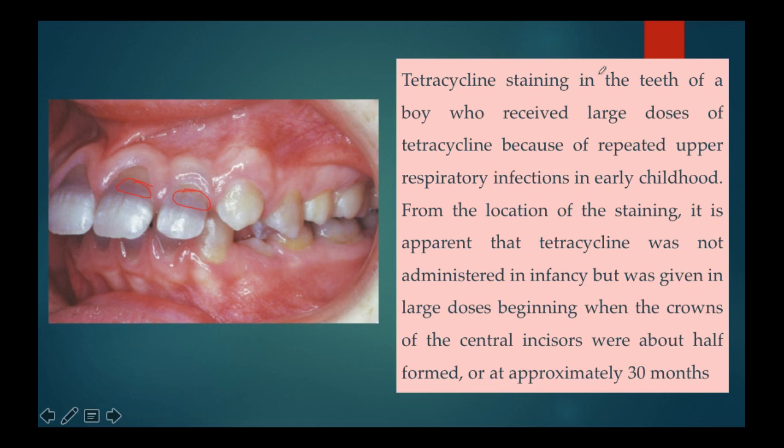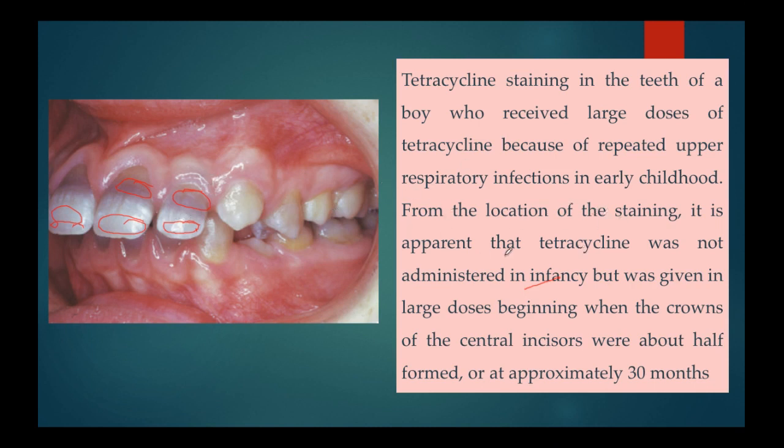So this is tetracycline staining in the teeth of a boy who received large doses of tetracycline because of repeated upper respiratory infection in early childhood. Now from the location of the staining, it is apparent that tetracycline was not administered in infancy. Why? Because here we can see that there is no staining on the incisal region, while we can see staining near the cervical regions.